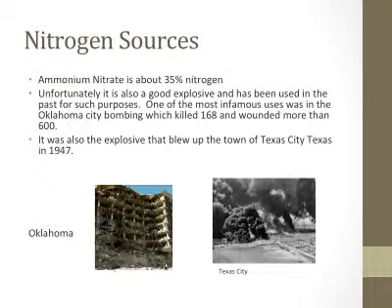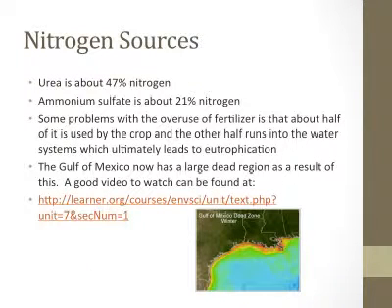Another source of nitrogen is something called urea. This is 45% nitrogen. Another one is ammonium sulfate. Ammonium sulfate is different from ammonium nitrate, but it still has some of the negative qualities of ammonium. Remember, ammonium nitrate was the one that was explosive. So it's not quite as reactive, but it probably still has some of those reactive tendencies.